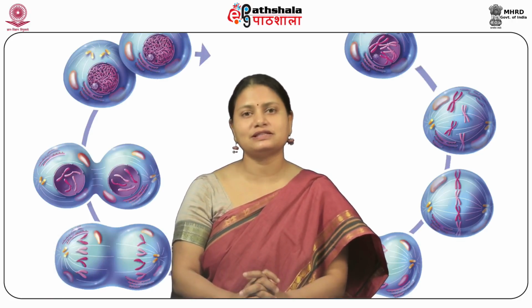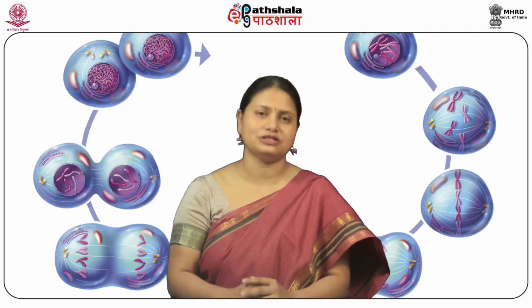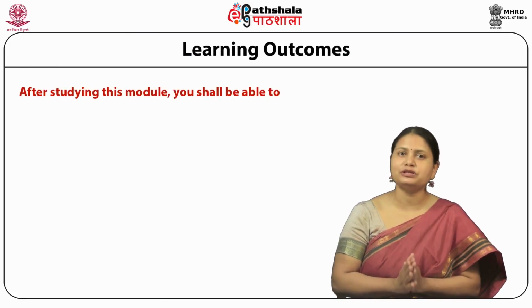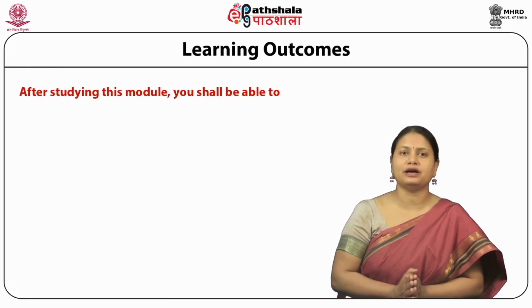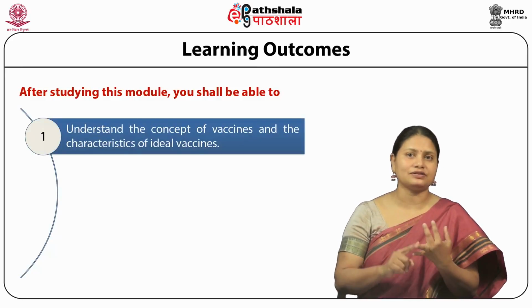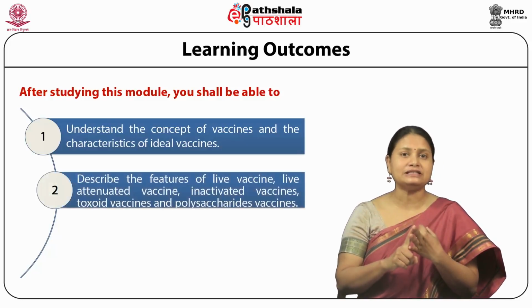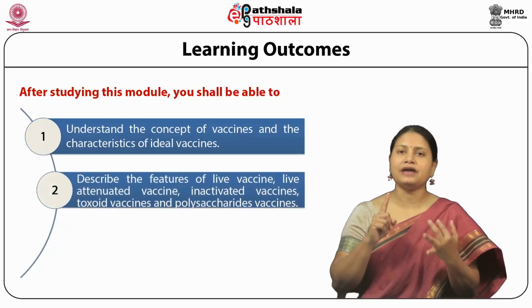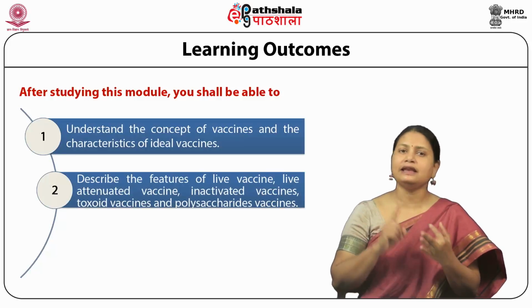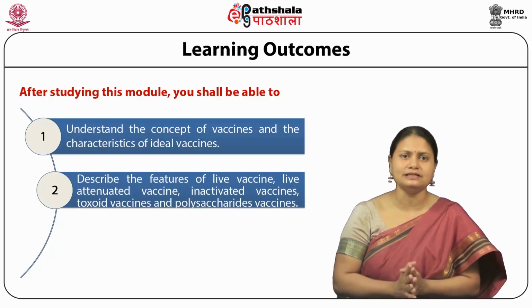Today we are going to discuss a module, vaccines, which come under the paper Immunology. After studying this particular module, you should be able to understand the concept of vaccines and the various characteristics of an ideal vaccine. You will be able to describe the features of a live vaccine, the live attenuated vaccines, the inactivated vaccines, the toxoid vaccines and polysaccharide vaccines.